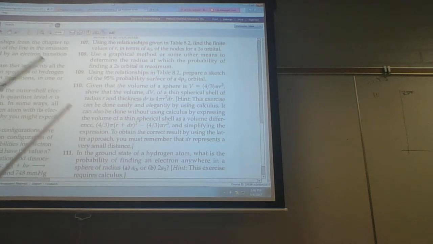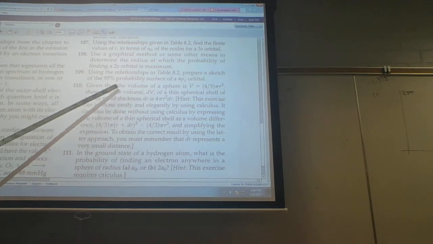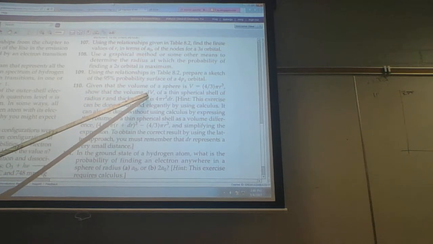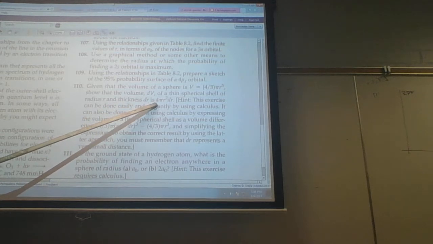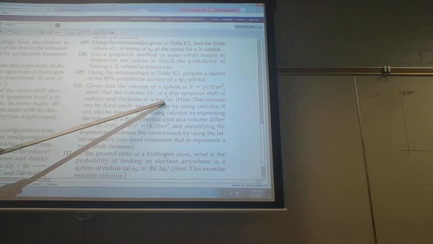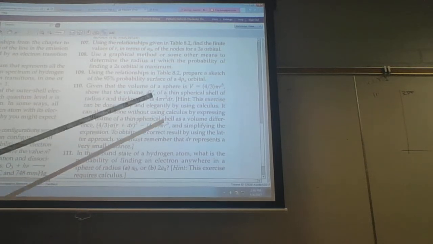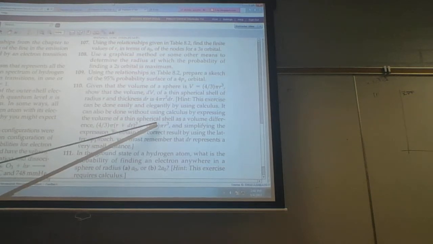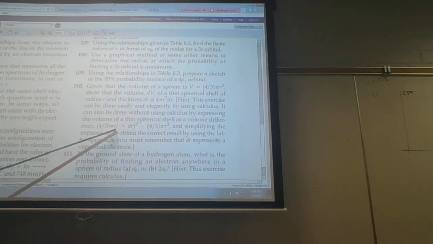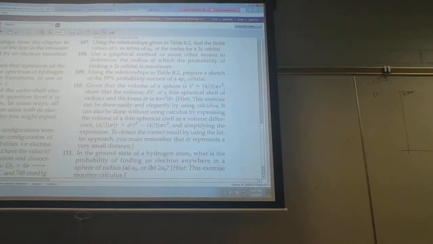So here you can think of it in terms of the volume. If you want to actually calculate the volume, given the volume of a sphere is 4/3 pi r cubed, show that the volume dV of a thin spherical shell of radius r and thickness dr is 4 pi r squared dr. And so this is the volume of that shell. This exercise can be done easily and elegantly by using calculus. It can also be done without using calculus by expressing the volume of a thin spherical shell as a volume difference of two spheres, and simplifying the expression. So this is another way of figuring out the volumes.